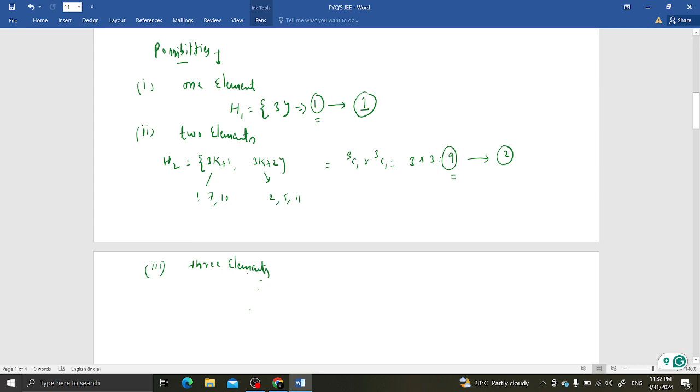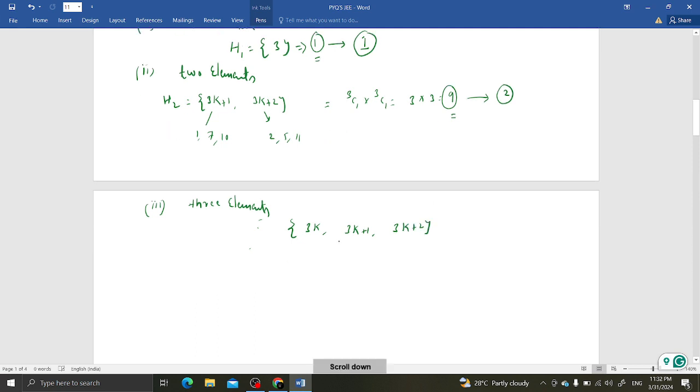Now 3 elements. For 3 elements, the format is 3k, 3k plus 1, 3k plus 2. For 3k, only 1 element has to be fixed here. But in 3k plus 1 again we have 3 choices, so out of 3 we need to choose one. Out of 1, 7, 10, and here we have 2, 5, 11. So here we have 3 choices, here we have 3 choices, here we have 1 choice.